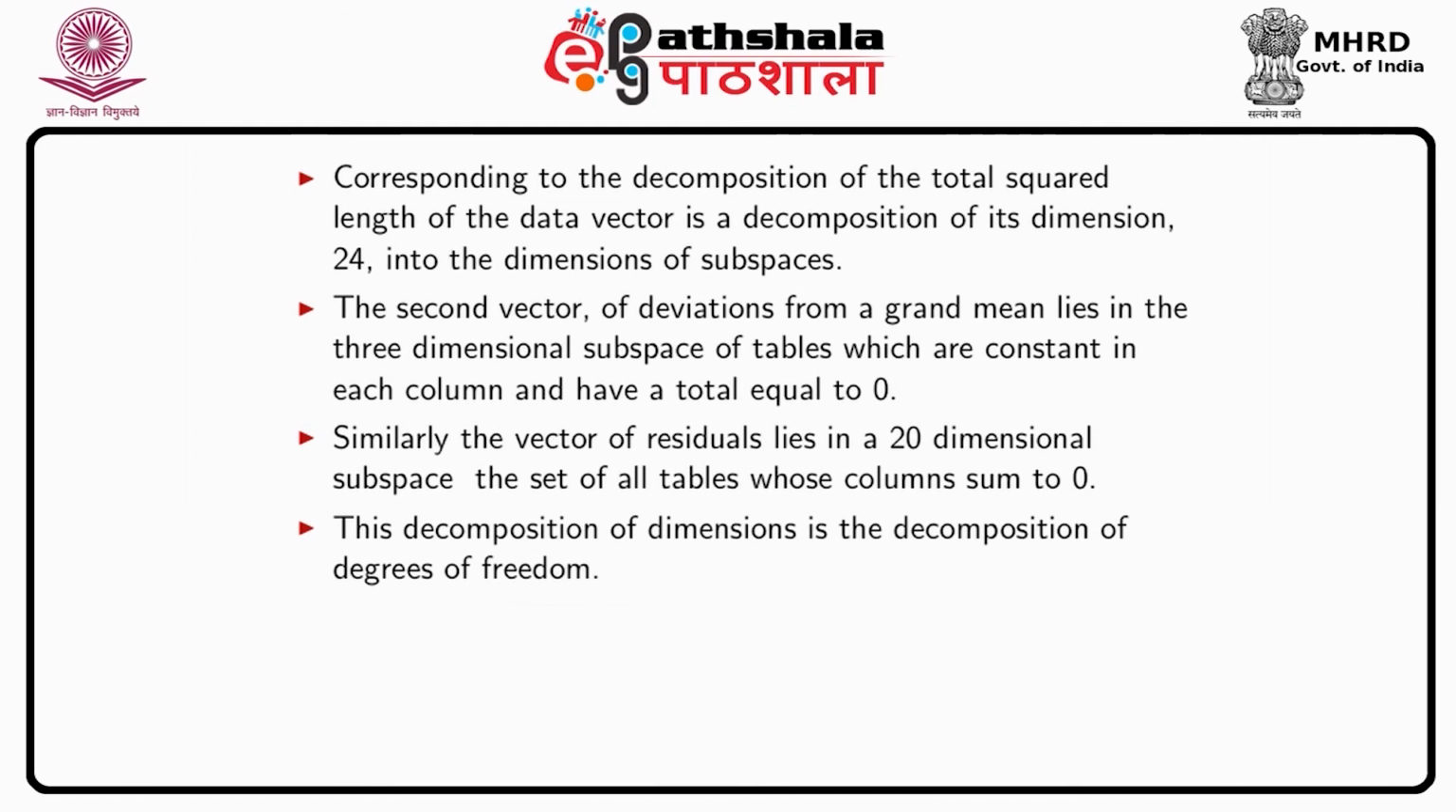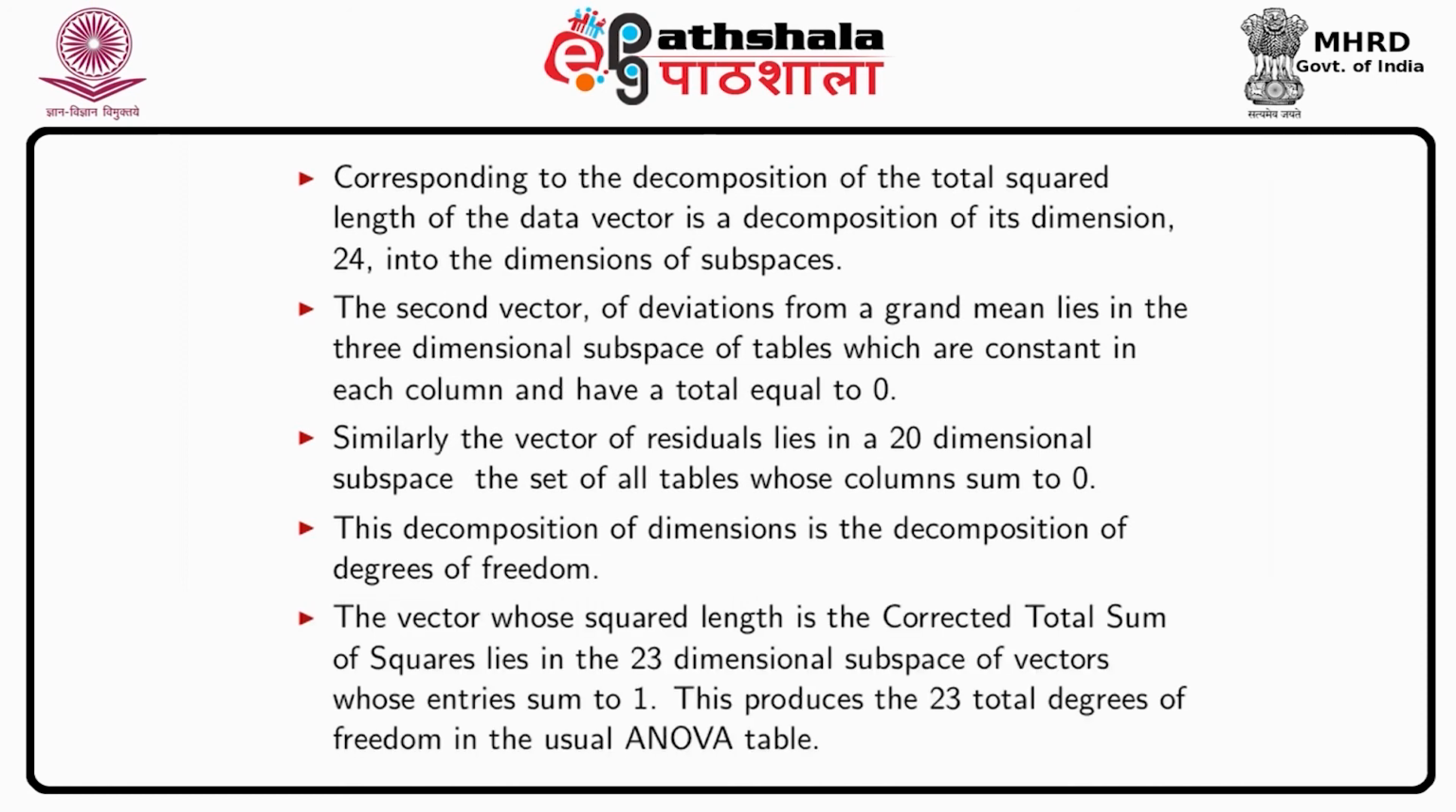This decomposition of dimensions is the decomposition of degrees of freedom as well, which is the third column in our analysis of variance table, next to the column for sum of squares. So 24, which is the total dimension, is divided into, or segregated into, 1 plus 3 plus 20, and the degrees of freedom for treatment and errors are 3 and 20 respectively. So the vector whose squared length is the corrected total sum of squares lies in the 23-dimensional subspace of vectors whose entries sum to 0. So this produces the 23 total degrees of freedom in the usual ANOVA table.